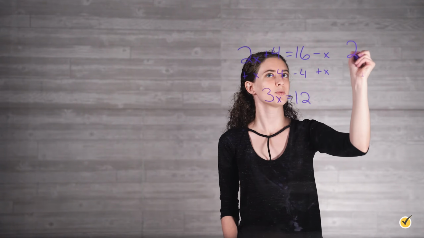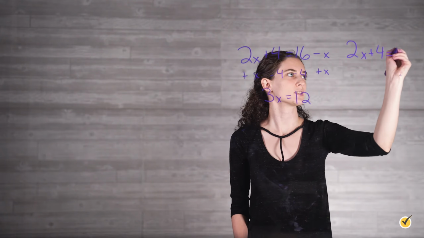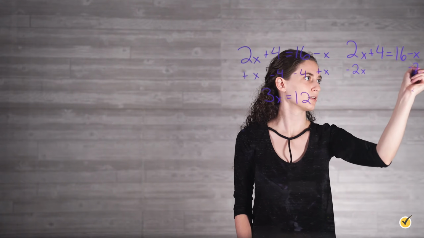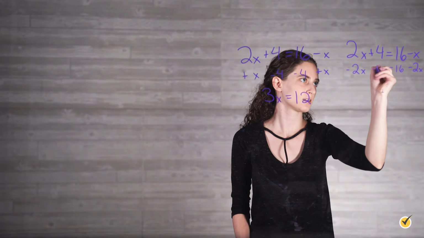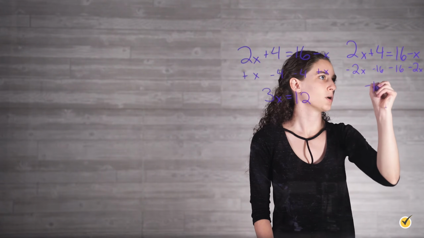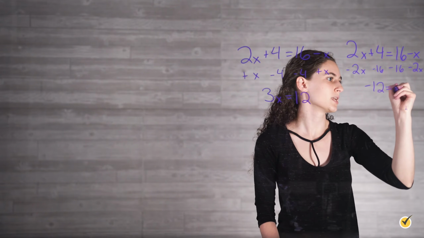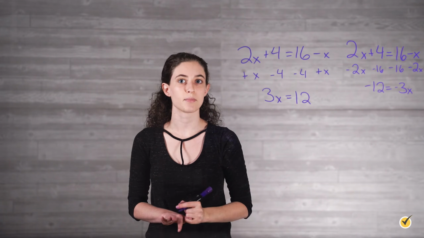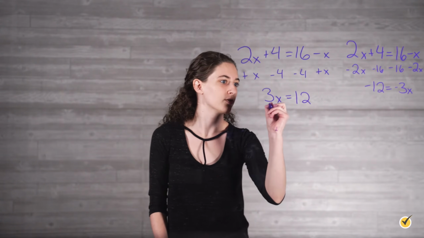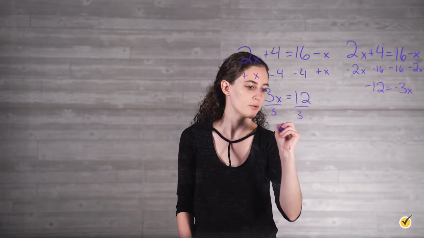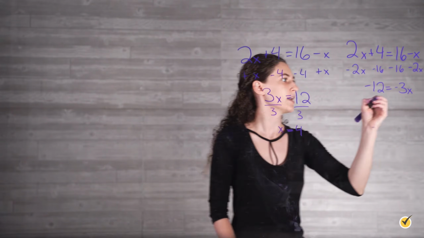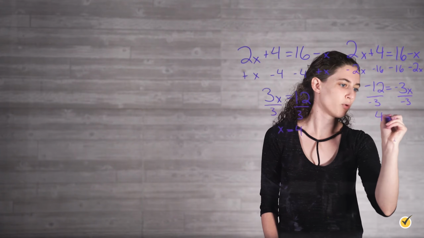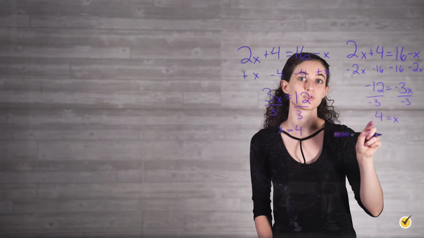So if we try this one again, we have 2x plus 4 equals 16 minus x. And if we subtract 2x from both sides and subtract 16, that will leave us with -12 equals -3x. Regardless of the steps to combine the like terms, the solution is the same. Divide by 3 on both sides, and we get that x equals 4. And here, divide by -3 on both sides, again gives us that x equals 4, since dividing a negative by a negative results in a positive.